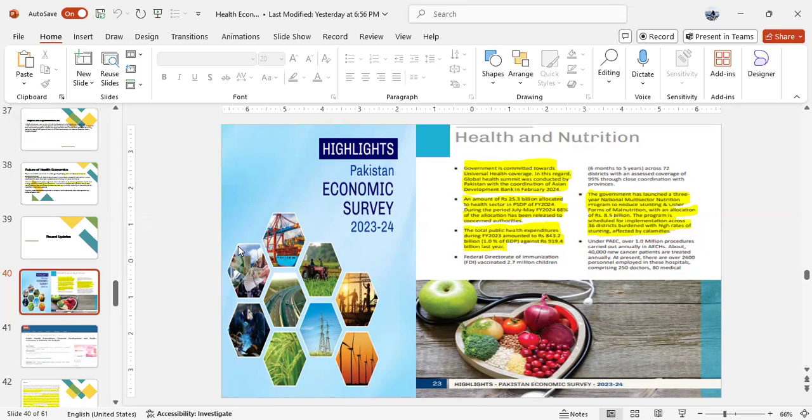The total public health expenditure during fiscal year 2023 amounted to 843.2 billion, that was 1% of the GDP, against 919.4 billion last year. The government has launched a 3-year national multi-sector nutrition program to reduce stunting and other forms of malnutrition with an allocation of rupees 8.5 billion. This program is scheduled for implementation across 36 districts burdened with high rates of stunting affected by calamities.